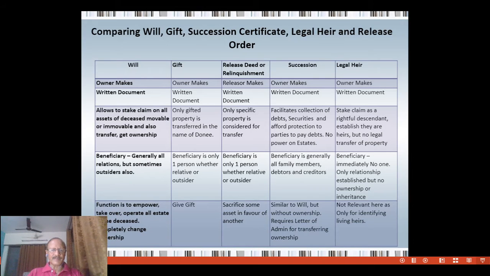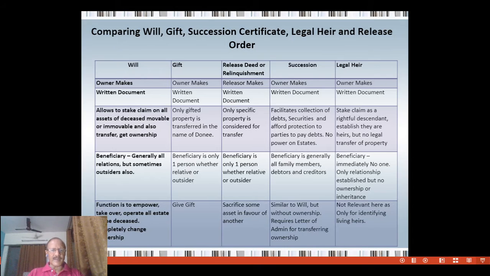Comparison. Okay, now we are coming to the last three slides, which is entirely comparison, and there are 5 columns made out: will, gift, release deed or relinquishment, which is basically I am releasing it to somebody, succession, legal heir. The first thing is who makes it? The owner makes it in all cases. Is it a written document? Yes, it is a written document in all cases.